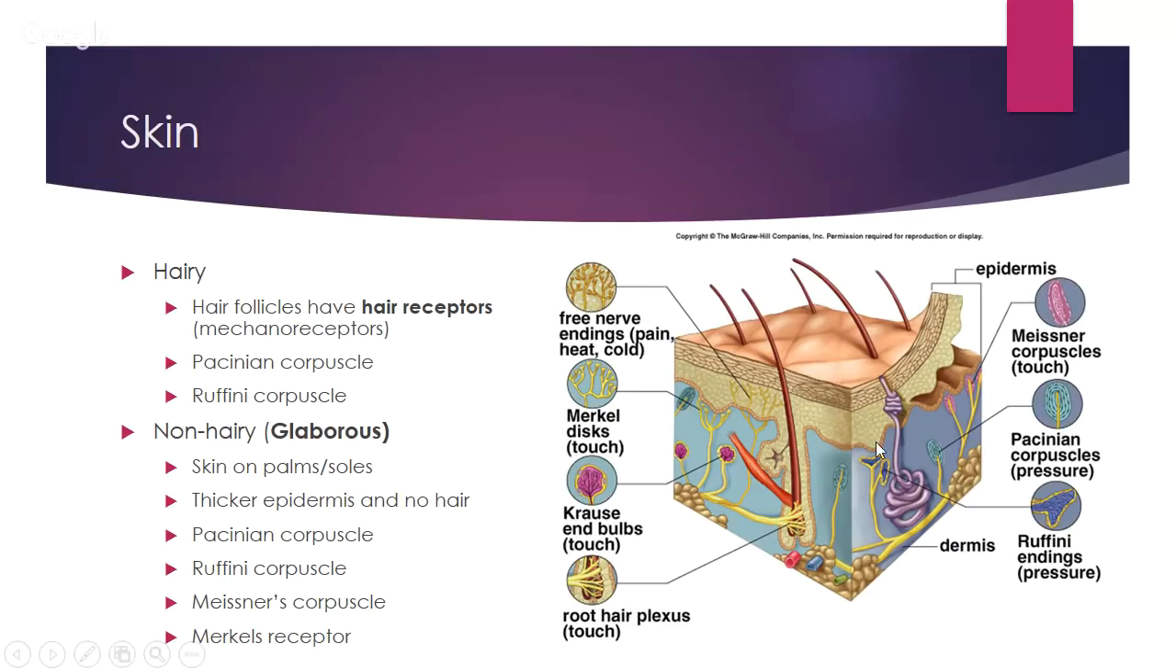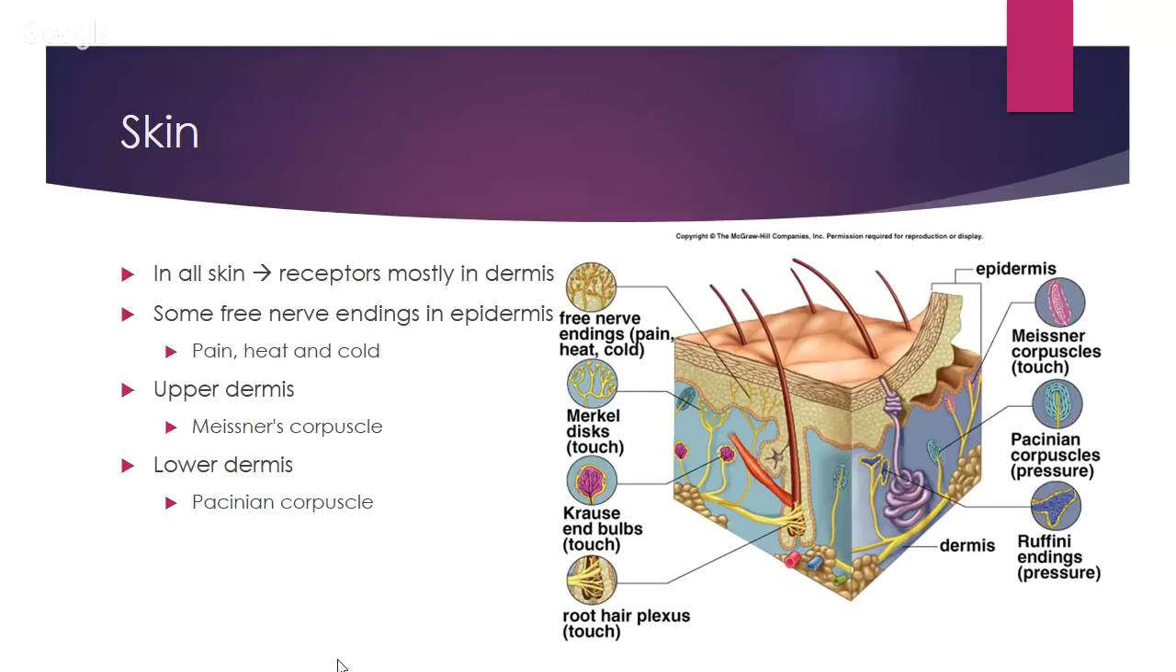Skin. So it's grouped into 2 different types of skin, the hairy skin and the non-hairy skin, or your glabrous skin. Lots of things on here. Hair follicles have hair receptors on them, which are mechanoreceptors. You have Pacinian corpuscles, which detect things like vibration and deep touch, and Ruffini corpuscles. You have non-hairy skin, which are on your palms and your soles. They have a thicker epidermis and no hair. They also have Pacinian corpuscles and Ruffini corpuscles, but they have Meissner's corpuscles and Merkel's receptors as well. I'll go into a bit of detail with these.